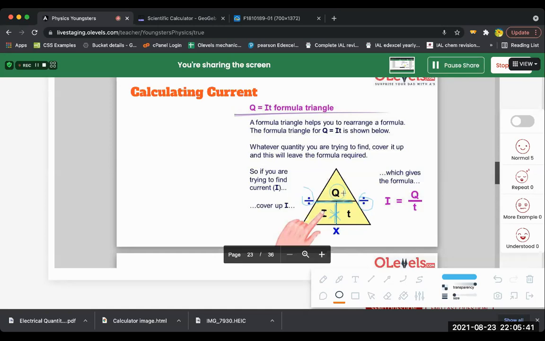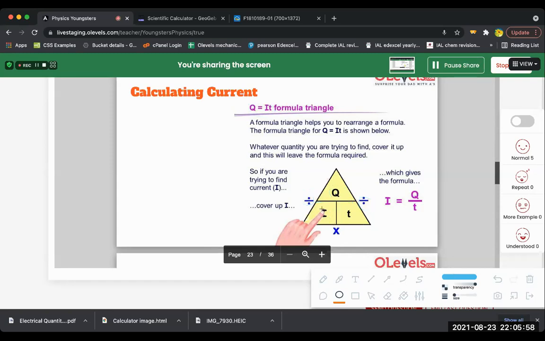Look here, Q. I circle the Q because we have to calculate Q, and we are remaining with I and T. There's a line in the middle, which shows multiply, and I and T. We are left with I multiplied by T. So our formula is Q is equal to I multiplied by T. Okay.